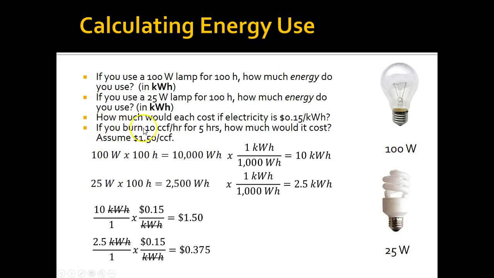Okay, so let's do this last one. If I burn 10 CCFs per hour for 5 hours, how much would it cost? First, remember we calculated that it uses 50 CCFs, and all you do is insert your conversion factor, $1.50 per CCF. The CCFs cancel out, you're left with dollars, and you end up with $75.